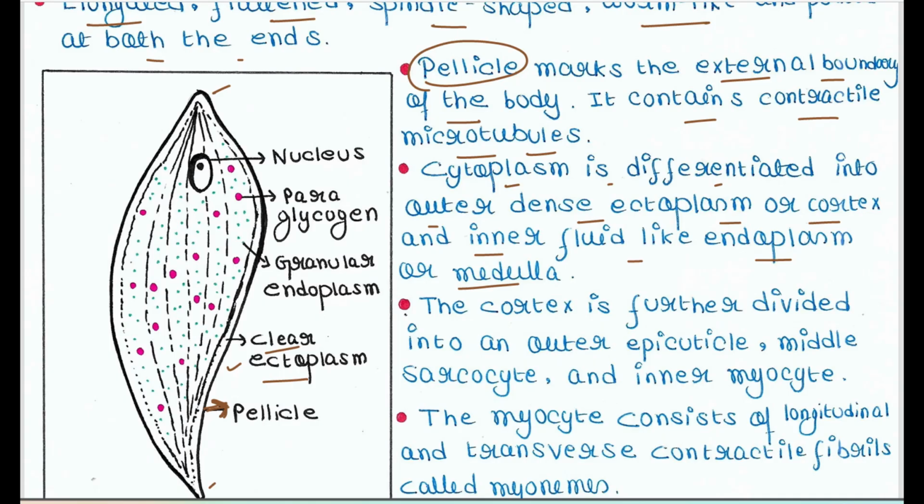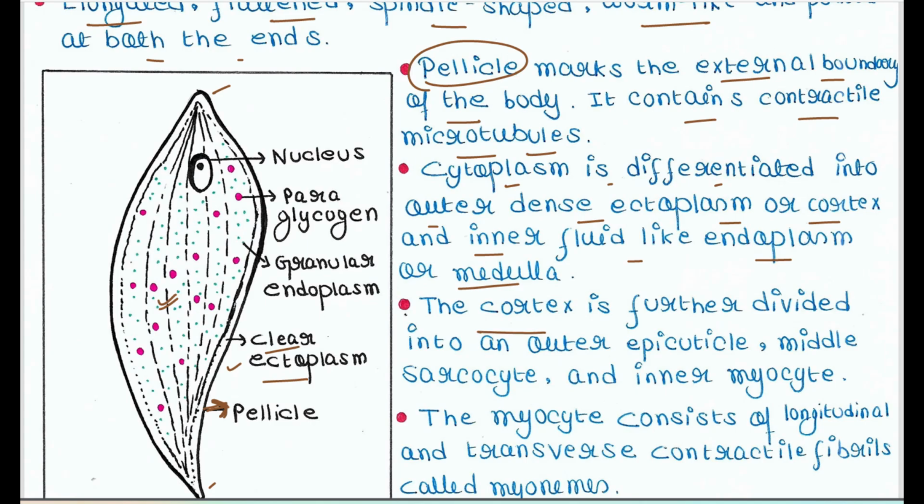And this ectoplasm is very dense, and then it has the endoplasm also. So endoplasm is the inner fluid like structure. Endoplasm is present in the middle of the structure. Okay, so ectoplasm is also called as cortex and endoplasm is also called as medulla.